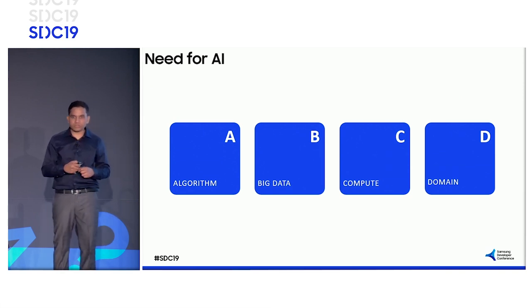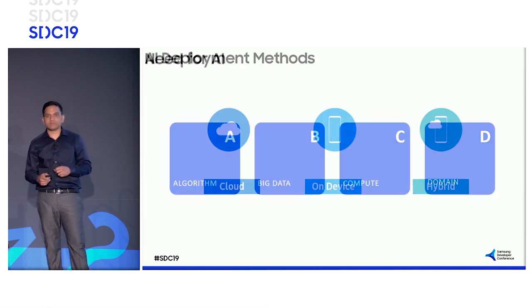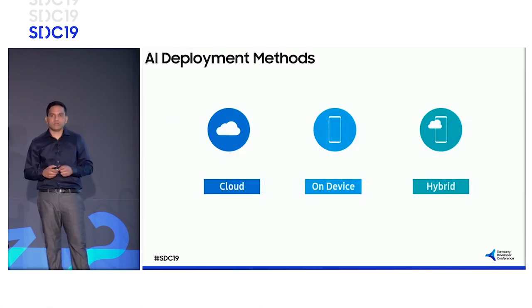Now that we know the need for AI, let's look at the various ways in which this can be deployed. The first way of deploying AI is cloud-based AI, where the machine learning models are hosted on the cloud. The request for prediction or getting an output is sent from a mobile device to the cloud. And the cloud does all the processing using the heavy compute power and huge memories that are available on the servers. And the result is sent back to the mobile device.